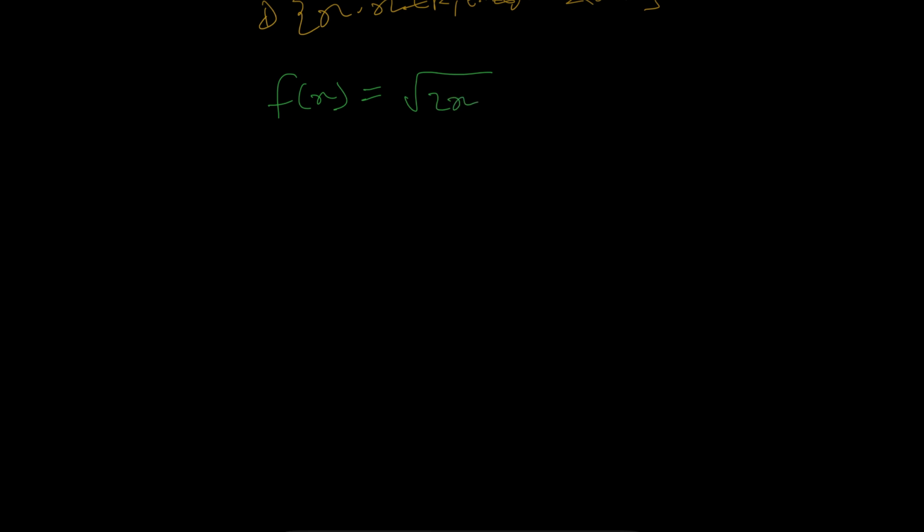Let's move on to the next type of questions. You can have a combination of a fraction and a radical or square root sign. You can have f of x equals square root of 2x minus 1 all over x minus 2. This one is more difficult.